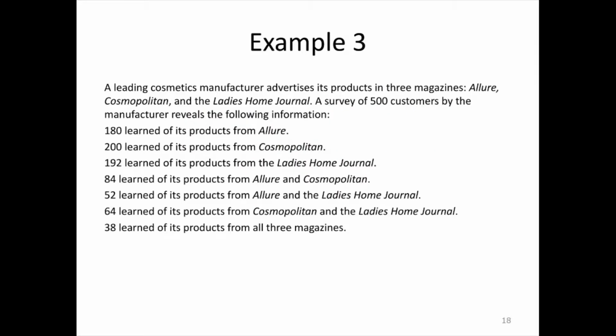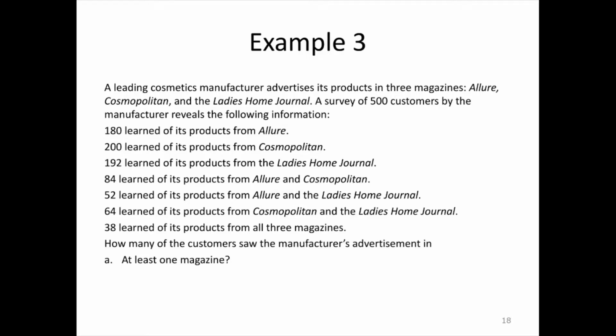In this example we have 3 sets, because here we have 3 magazines. The manufacturer advertises cosmetic products in these 3 magazines: Allure, Cosmopolitan, and Ladies Home Journal. In a survey of 500 customers, they have this data: how many learned of the product from just 1 magazine, how many from 2 magazines, and how many from 3 magazines. The first question is, how many of the customers saw the manufacturer's advertisement in at least 1 magazine?